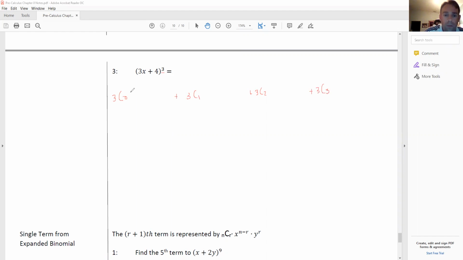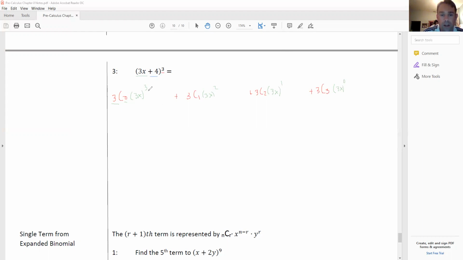Okay. First term, that's 3x. And then I subtract whatever these numbers are. So 3 minus 0 is 3, 3x. 3 minus 1 is 2, 3x. 3 minus 2 is 1, and 3x. 3 times 3 to the 0.